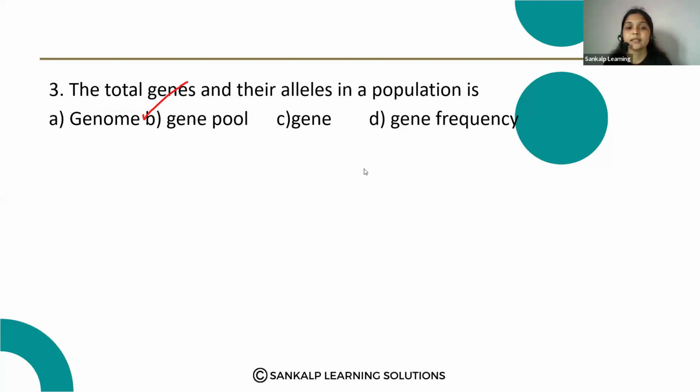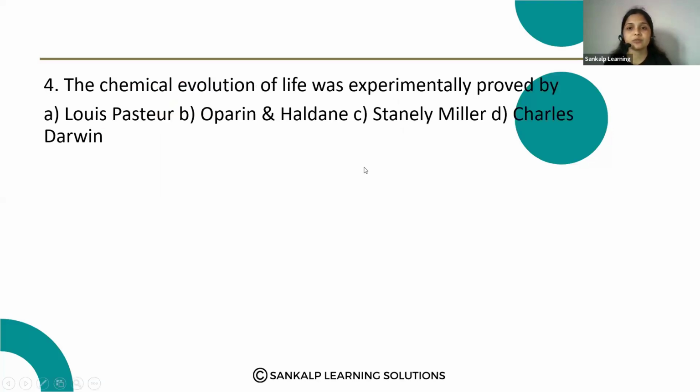Next question. The chemical evolution of life was experimentally proved by Louis Pasteur, Oparin and Haldane, Stanley Miller, Charles Darwin. Here, the theory of chemical evolution is given by Oparin and Haldane. Oparin and Haldane, they had given the chemical evolution of life. So they provided the theory.